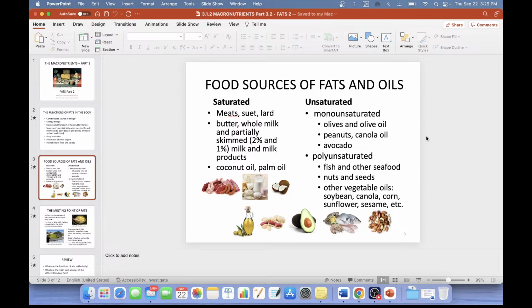What are the sources of unsaturated fats? Well, here we talk about monounsaturated and polyunsaturated fats. So the main sources of monounsaturated fats are olive oil, olives, from which olive oil is extracted, and peanuts, from which peanut oil can be extracted, or from which peanut butter can be made, and canola oil.